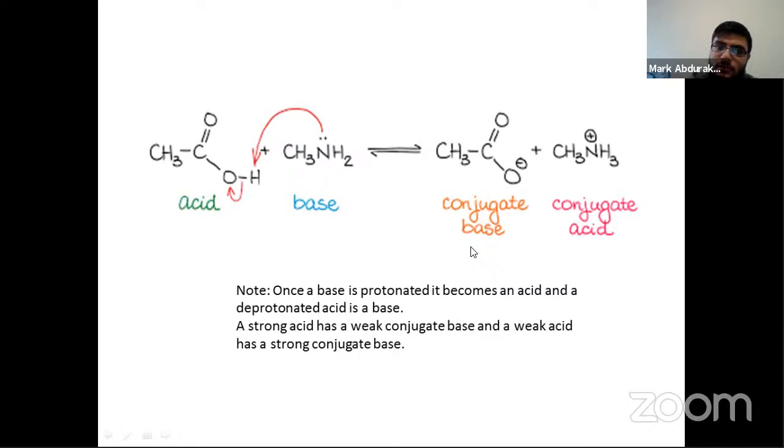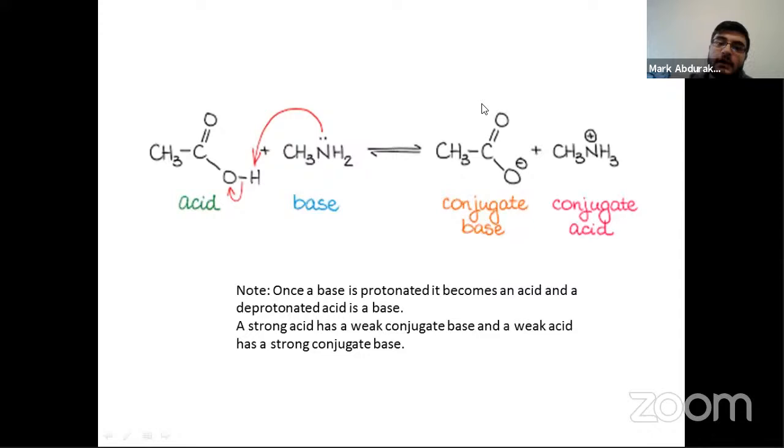Tim mentioned that a weak acid doesn't necessarily have a strong conjugate base. So it might not be a strong base by definition. Like NaOH is a strong base. It might not be a strong base by definition, but it's a stronger base. I should say it that way. It's a stronger base. It's not necessarily a strong base. If that makes sense.